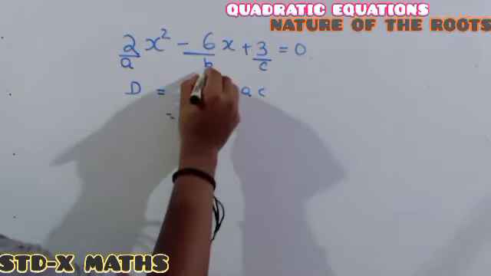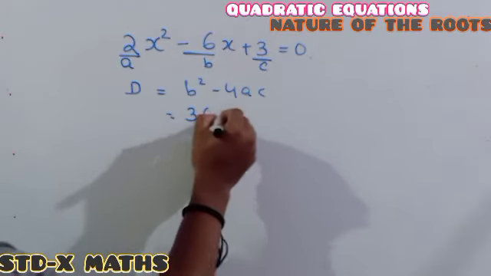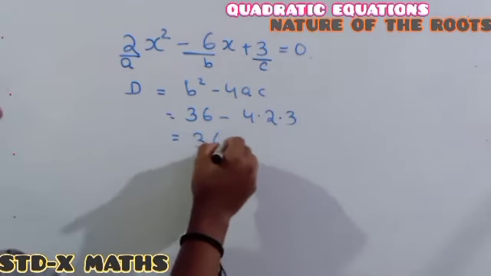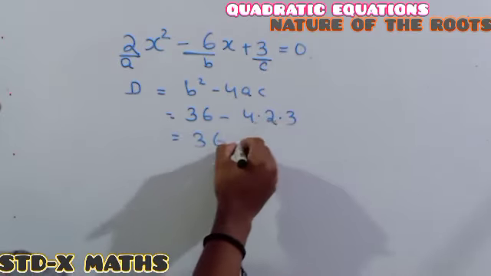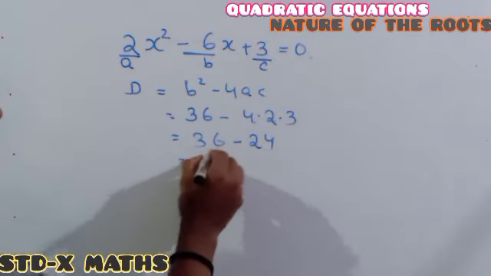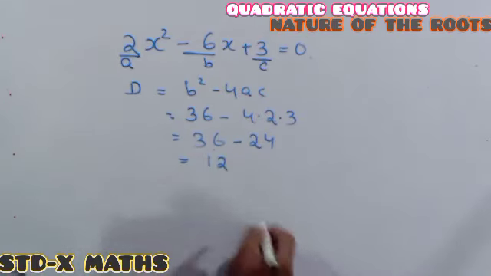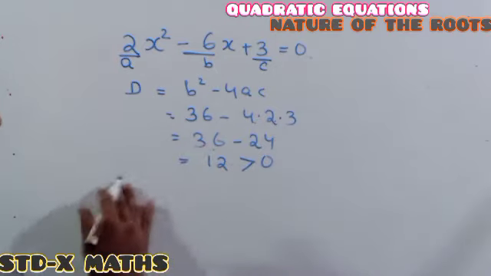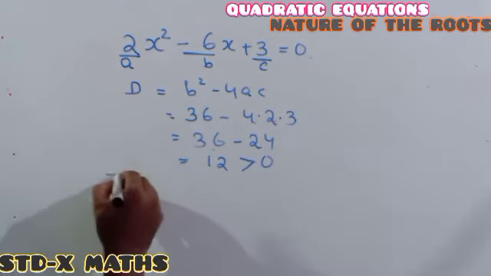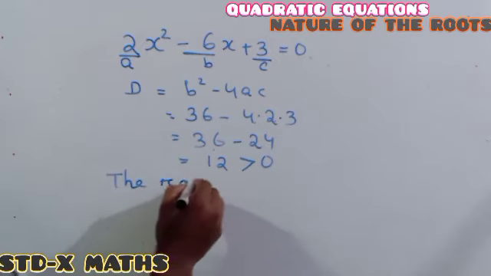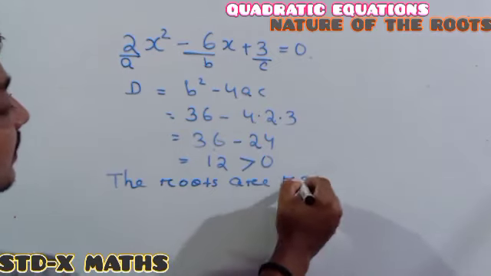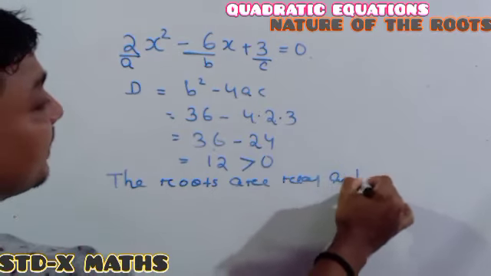Here B square means minus 6 square, which is 36. Minus 4AC means 4 into 2 into 3, so 4 times 2 is 8, 8 times 3 is 24. Which gives us 36 minus 24, which is 12. And you know that 12 is greater than 0. So here the D value is greater than 0. Whenever the D value is greater than 0, I said the two roots are real and different.